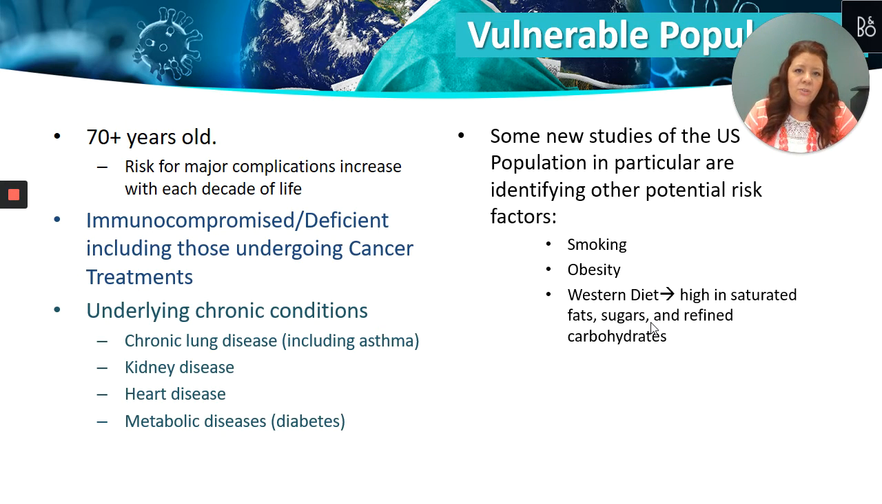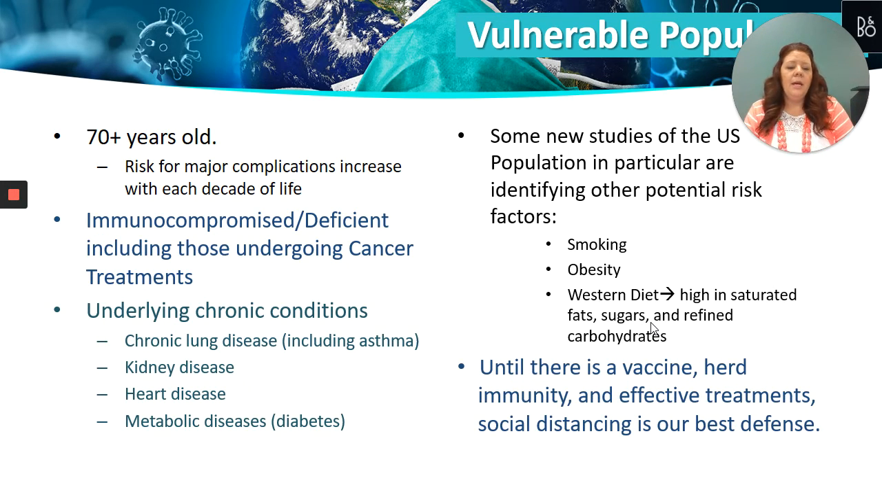Interestingly enough, as they're looking more and more at the data, there are some other trends that they're finding for folks that are more vulnerable or potentially can have more risk factors associated with COVID, and that would be folks that smoke, the population that are obese, or interestingly enough, a Western diet, so high in saturated fat, sugars, and other refined carbohydrates. So until there is a vaccine, herd immunity, effective treatments, and social distancing is our best defense at this point.